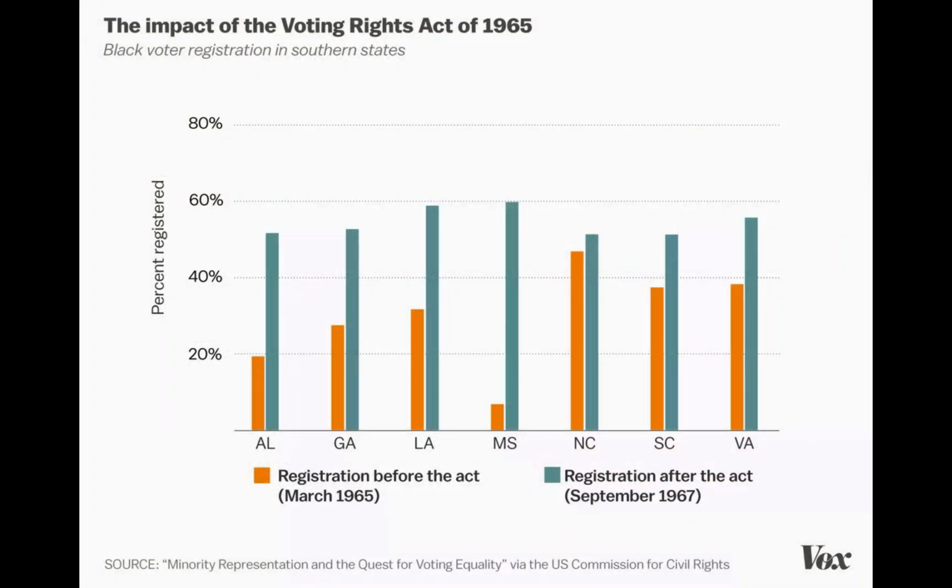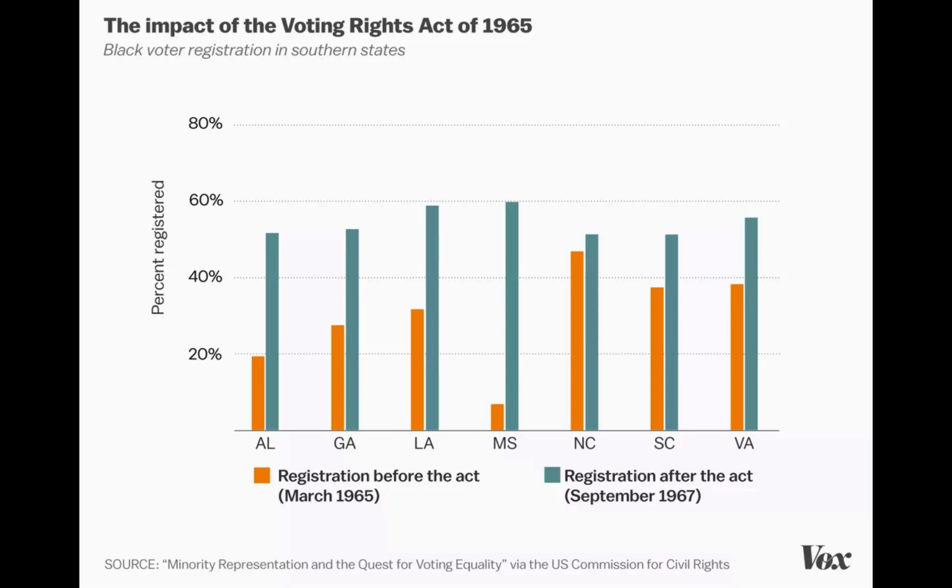Let's look at the consequences of the Voters' Rights Act of 1965 and the 24th Amendment. The impact of the Voting Rights Act in 1965: this is registration right before the act, and then the blue is in 1967. Within 2 years, look at this. AL is Alabama. If you look at the top, it says impact of Voting Rights Act, black voter registration. About 19 to 21% in Alabama went to almost 50-something percent.